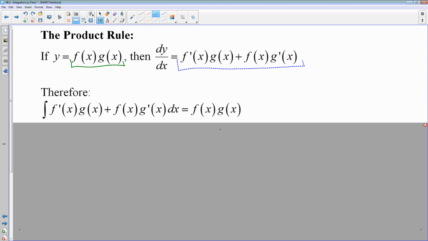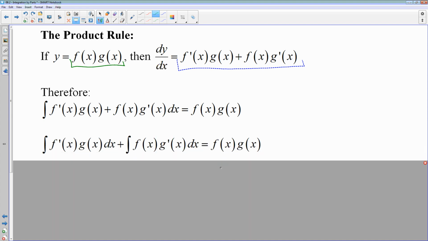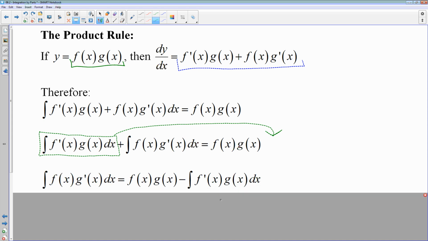I'm going to split this antiderivative up. Instead of the integral of two things, I'm going to split it into two integrals: the integral of f prime times g plus the integral of f g prime. It still gives you the original product that we started with. And then I'm going to go crazy, and I'm going to take this integral right here and move it to the other side of the equation. I'm just going to take it and stick it right there. And when I do that, it becomes this antiderivative equals f times g minus the integral of f prime g.